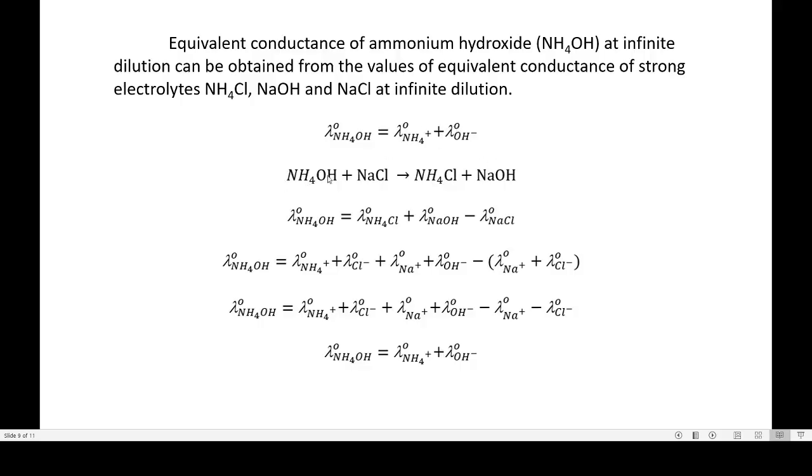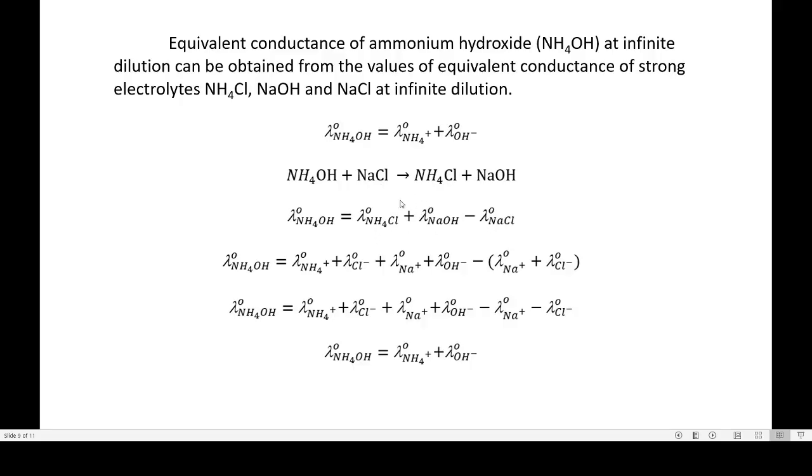So to get an idea, if we take the reaction, ammonium hydroxide plus sodium chloride gives ammonium chloride plus sodium hydroxide. So the equivalent conductance of ammonium hydroxide at infinite dilution will be equal to the equivalent conductance of ammonium chloride plus equivalent conductance of sodium hydroxide at infinite dilution minus equivalent conductance of sodium chloride at infinite dilution.